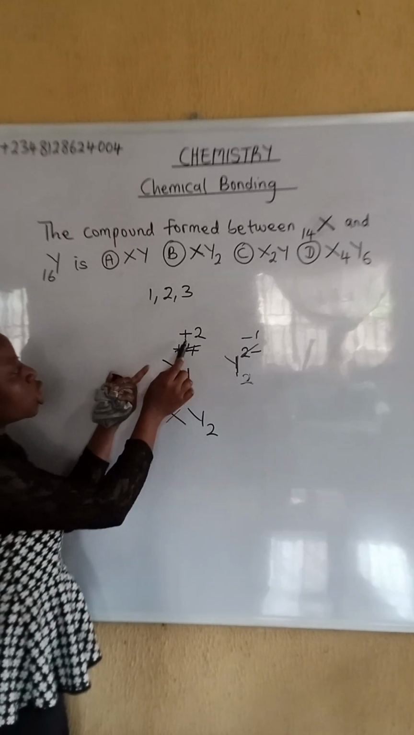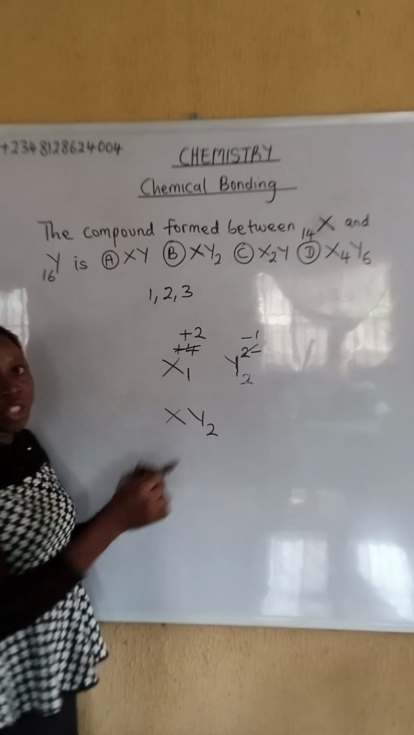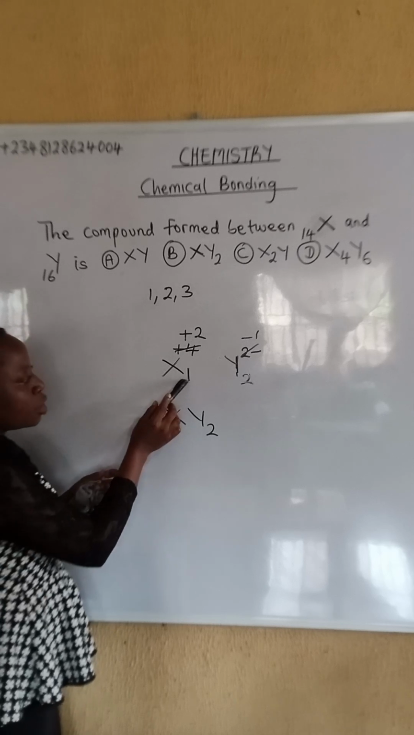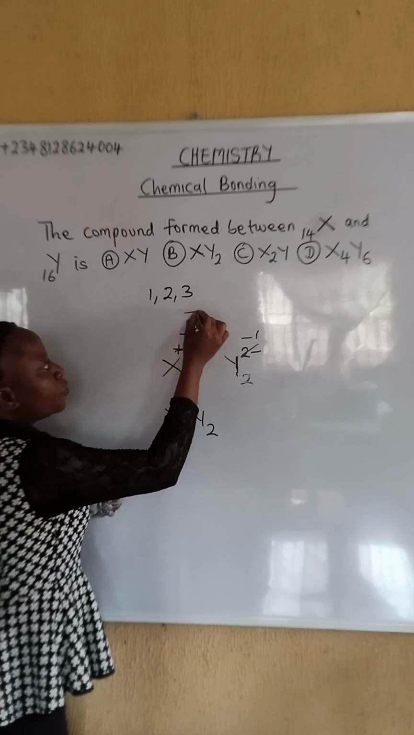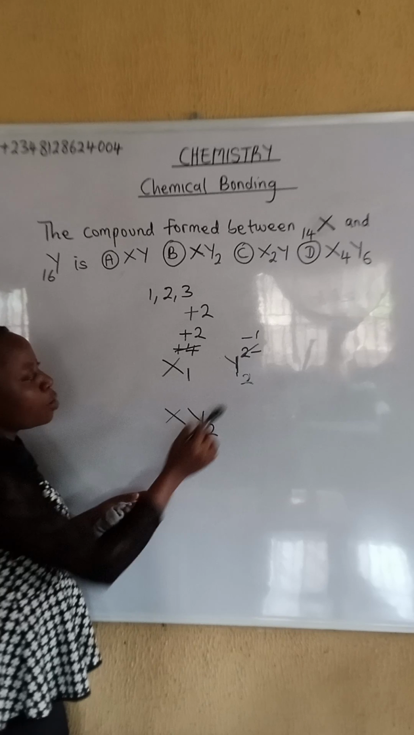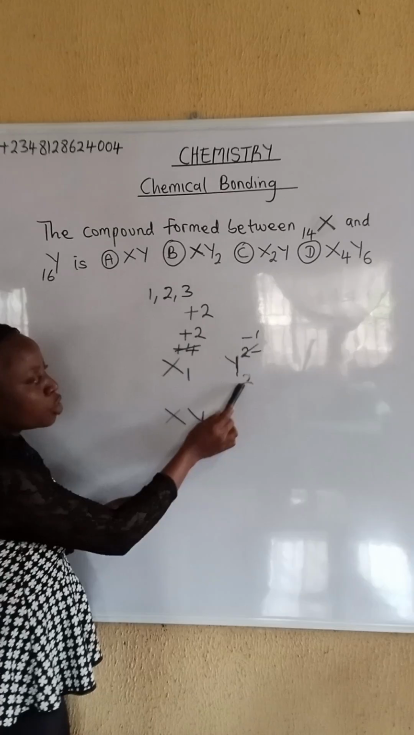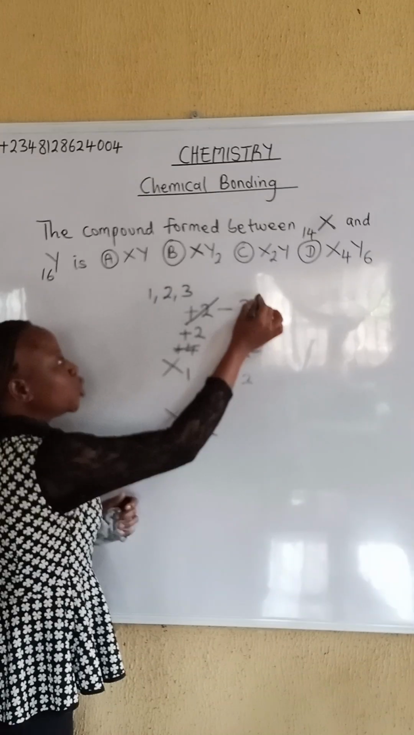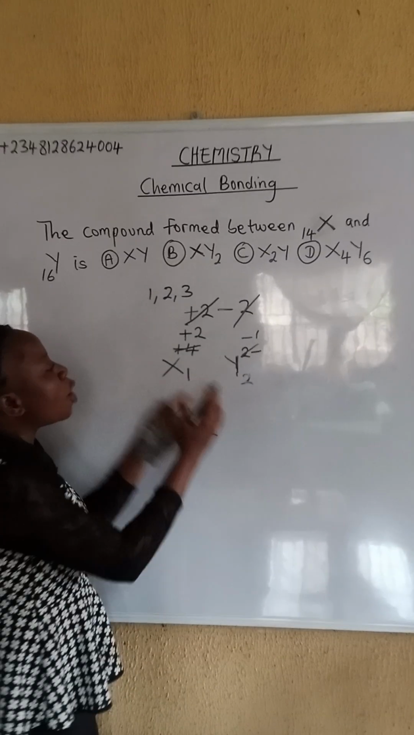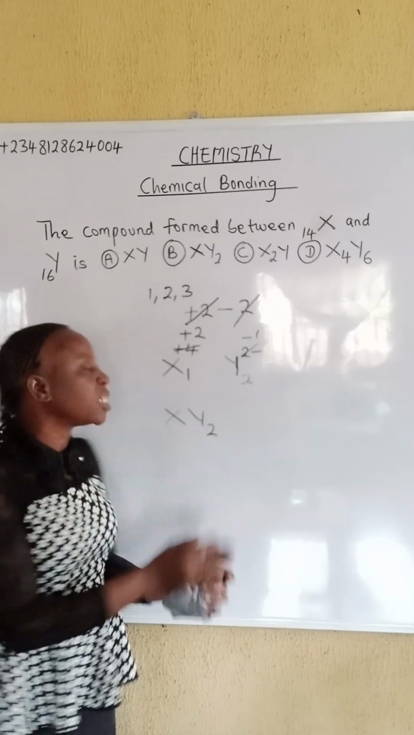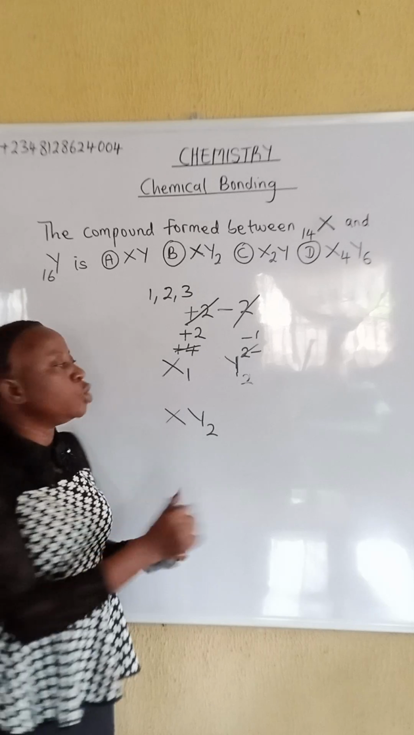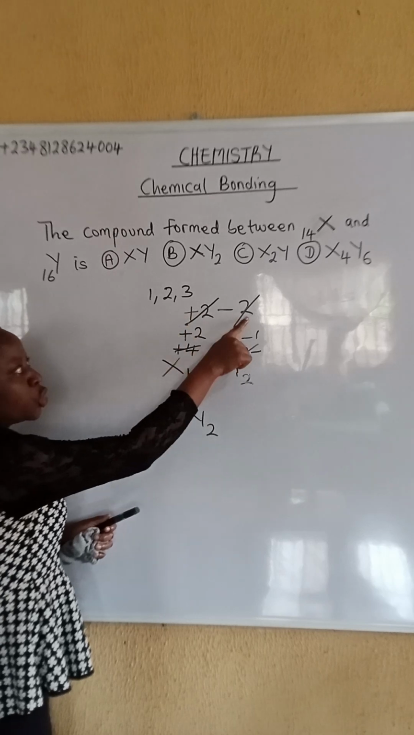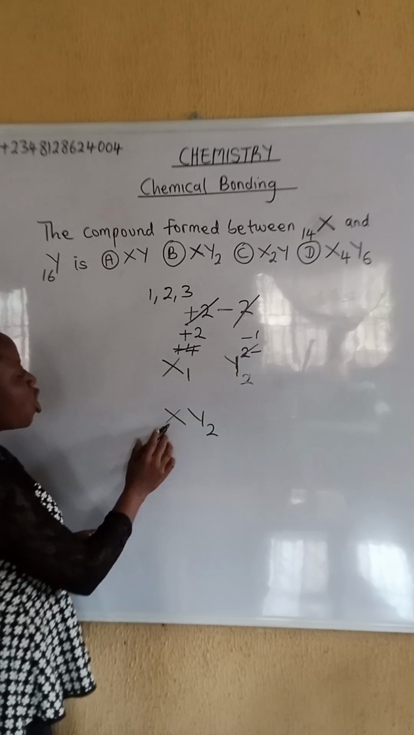Now let's see if the charge on X will neutralize the charge on Y. How many X do we have? We have 1X. So 1 multiplied by plus 2 will give us plus 2. Then how many Y do we have? We have 2Y. So 2 times minus 1 will give us minus 2. So plus 2 will neutralize minus 2. So for two or more elements to come together to form a compound, the charge on the first element must neutralize the charge on the other elements. So you can see that the charge on X neutralizes the charge on Y.